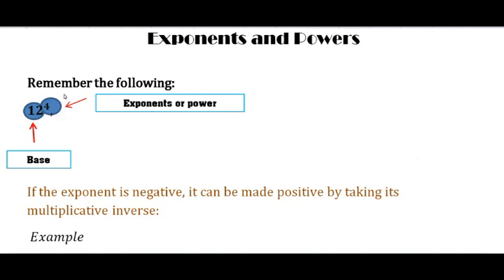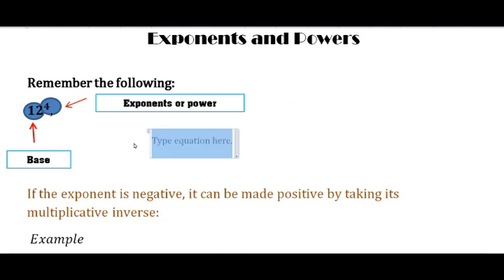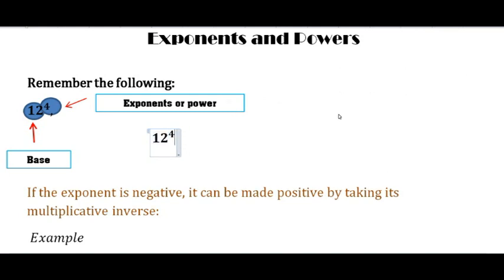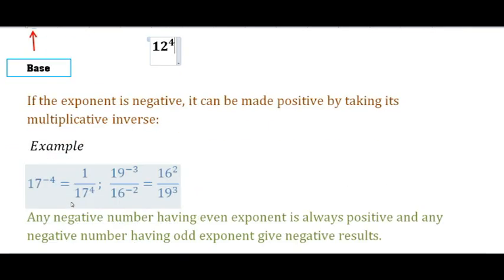Sometimes we may have numbers like 12 to the power 4, for example. 12 to the power 4 means that in this number, 12 is called the base and its power 4 is called the exponent or power. You understand that so far?